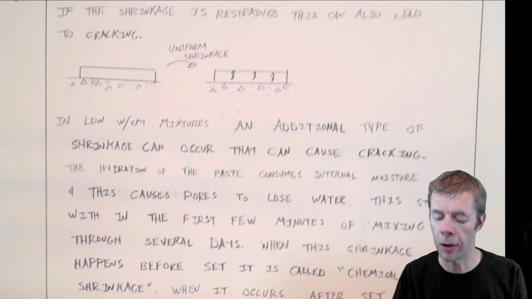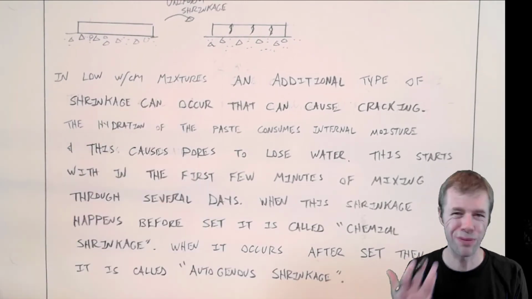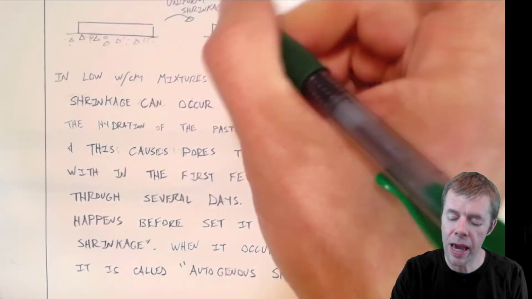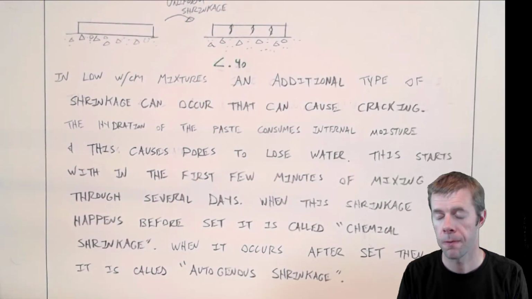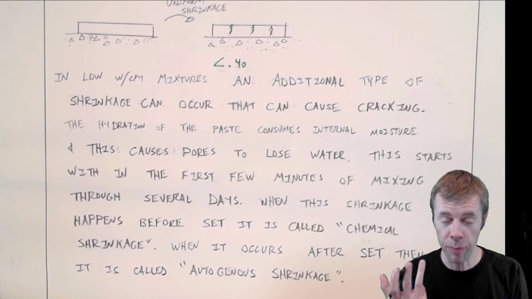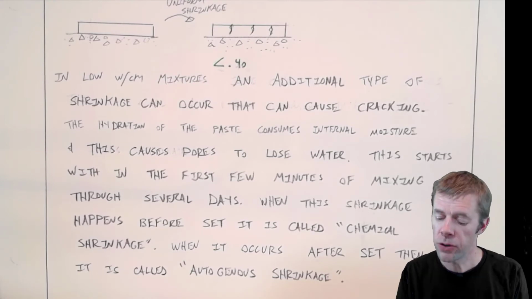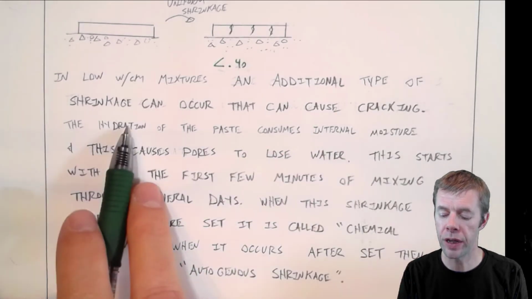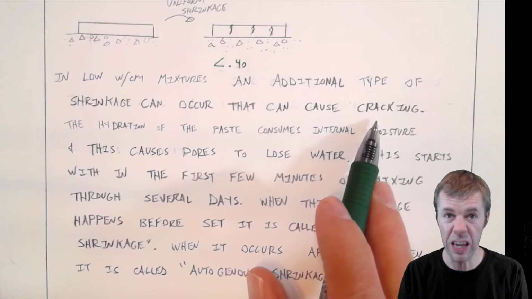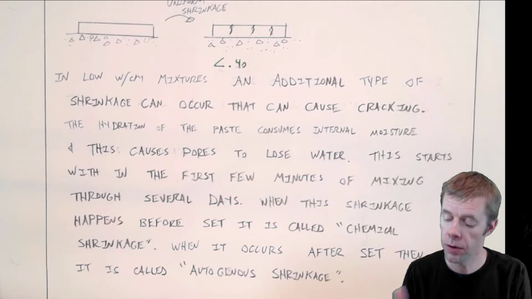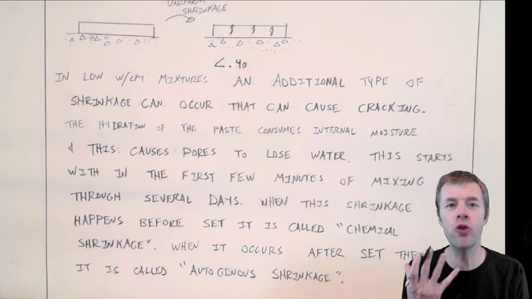But there's something else we have to know about. In low water cement ratio mixtures, what's low? I'm going to say anything less than 0.40. It happens above 0.40, it just becomes much more prevalent below 0.40. There's an additional type of shrinkage that can occur that can definitely lead to cracking if it's restrained, if it's held back. The hydration of the paste actually consumes water.